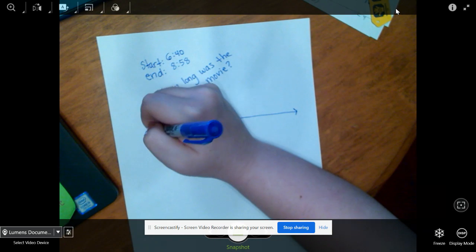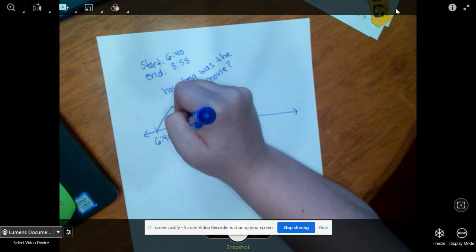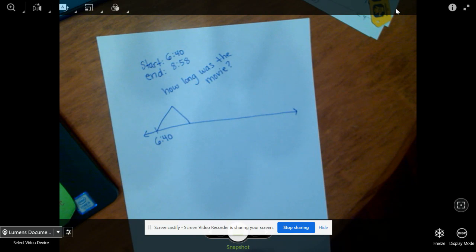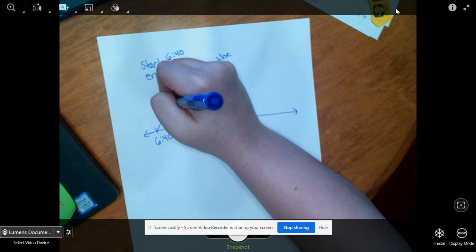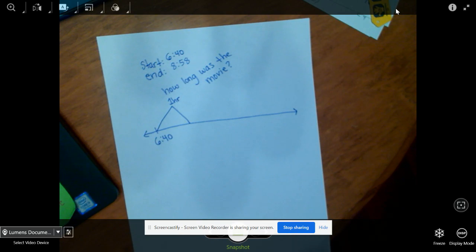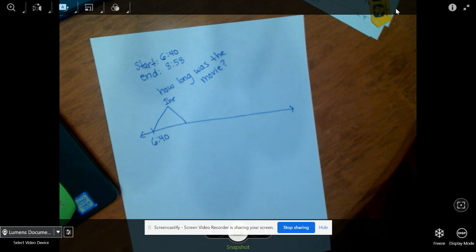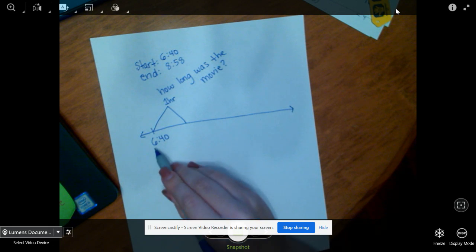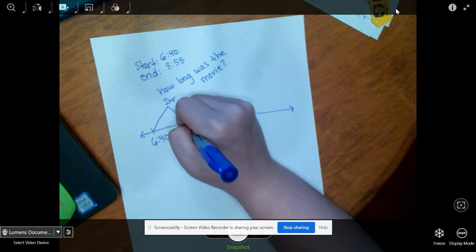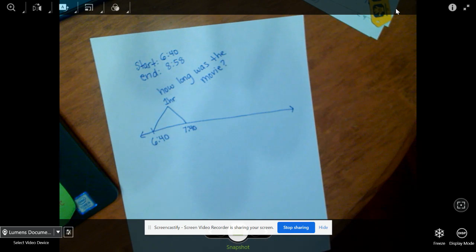So for example, if I hopped 1 hour, and when we draw 1 hour on our number line, I usually draw a mountain because it shows me that it's different than hopping by minutes. 1 hour is a longer period of time. So if I hop 1 hour from 6:40 to 7:40, my minutes are going to stay the same. It's just that now I'm at the next hour. So instead of 6:40, I would be at 7:40.